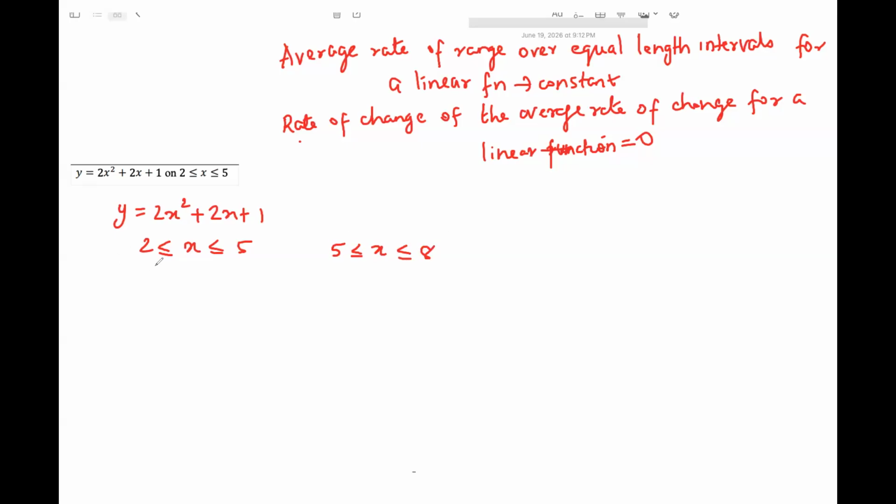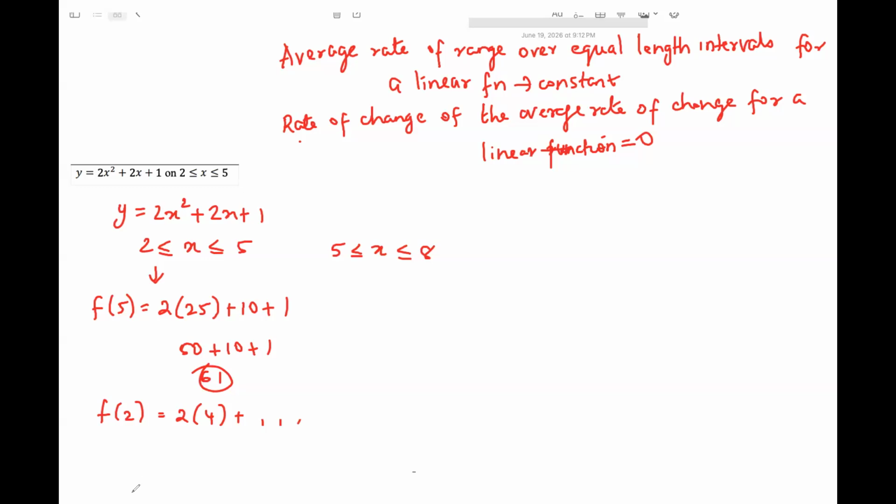Let's see this one. Okay, so this one, f of 5 is 2 times 25 plus 10 plus 1, 50 plus 10 plus 1, which is 61. F of 2 is 8 plus 4 plus 1, which is 13. So now the average rate of change is 61 minus 13 by 3, which is 48 by 3, 16.